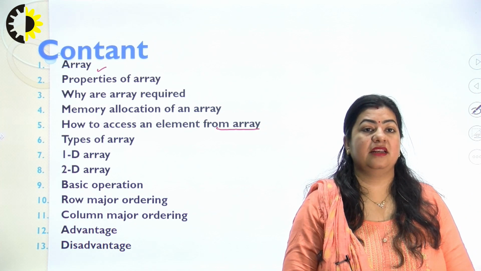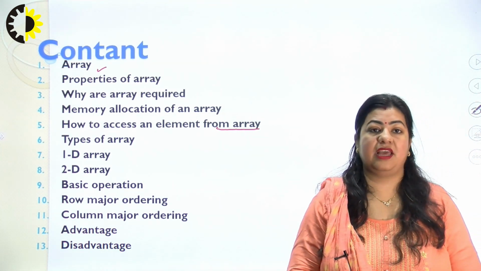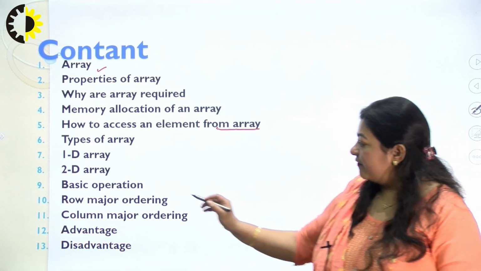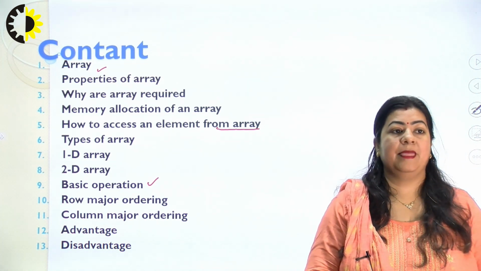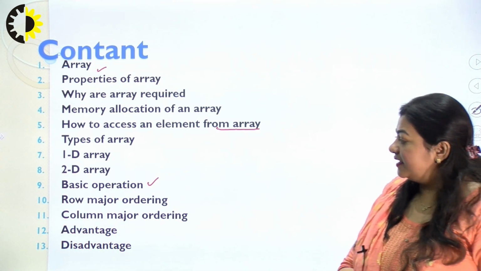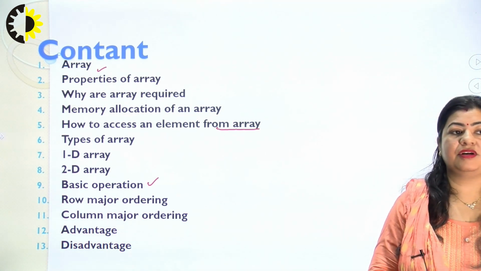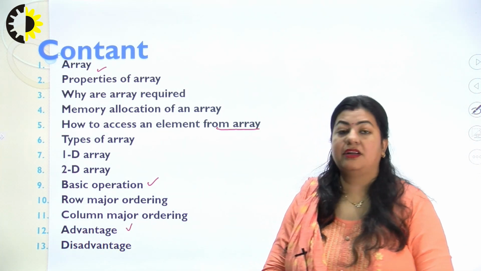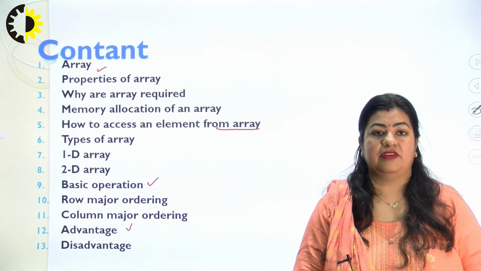Basically, we will again discuss the types of array. One type is the one-dimensional array and the second is the two-dimensional array. Then we will perform the basic operations of one-dimensional array, and next we will discuss row major ordering and column major ordering. Then in the last part of this video, we will discuss the advantages and disadvantages.